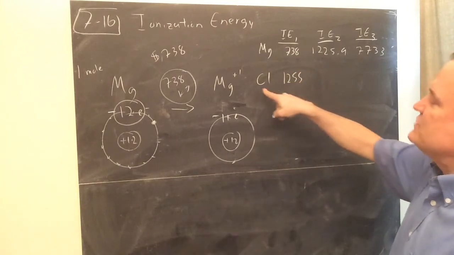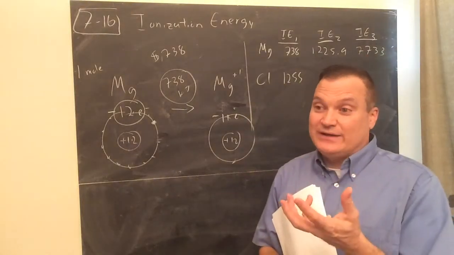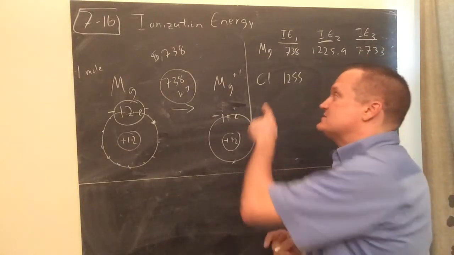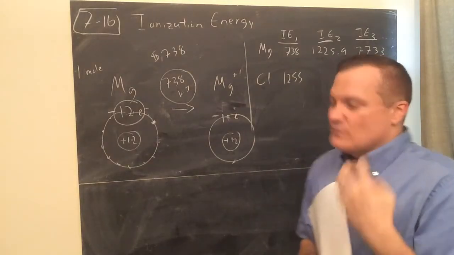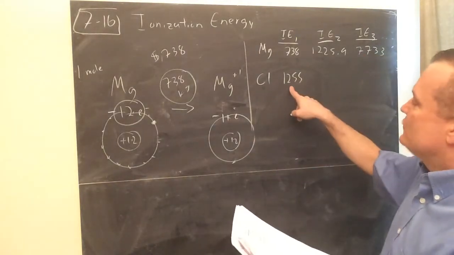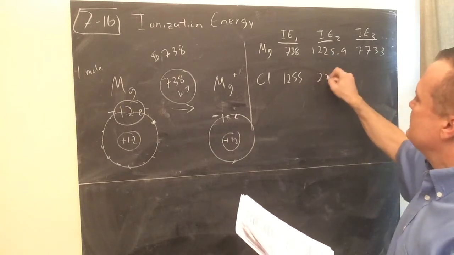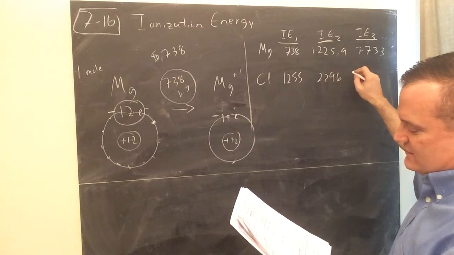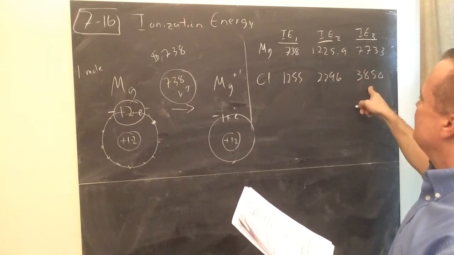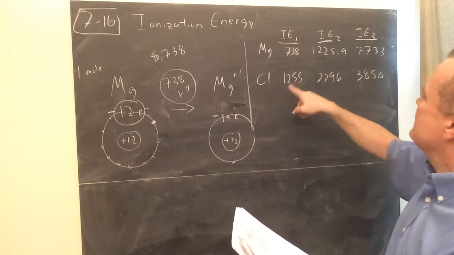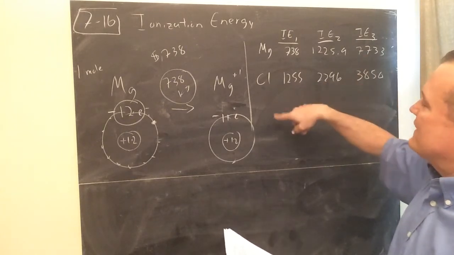Then what you have to do is have chlorine. It has to be gaseous chlorine, not Cl2. It has to be the Cl gaseous. And then you'd have 1 mole of it and add 1255 to get away the first electron, 2296 for the second electron, and then it was 3850 for the next electron. Okay, so it goes on and on. That's also interesting that that one is higher than that one, but we'll talk about that in a little bit too.